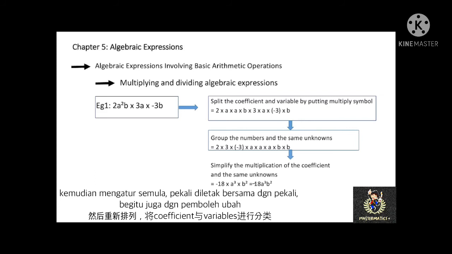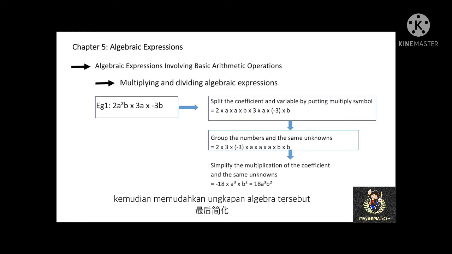And finally, we simplify the multiplication of the coefficient and the same unknown. 2 times 3 times negative 3 result negative 18. A times a times a result a to the power of 3, and b times b equal to b squared. And this expression can be simplified into negative 18a cubed b squared.